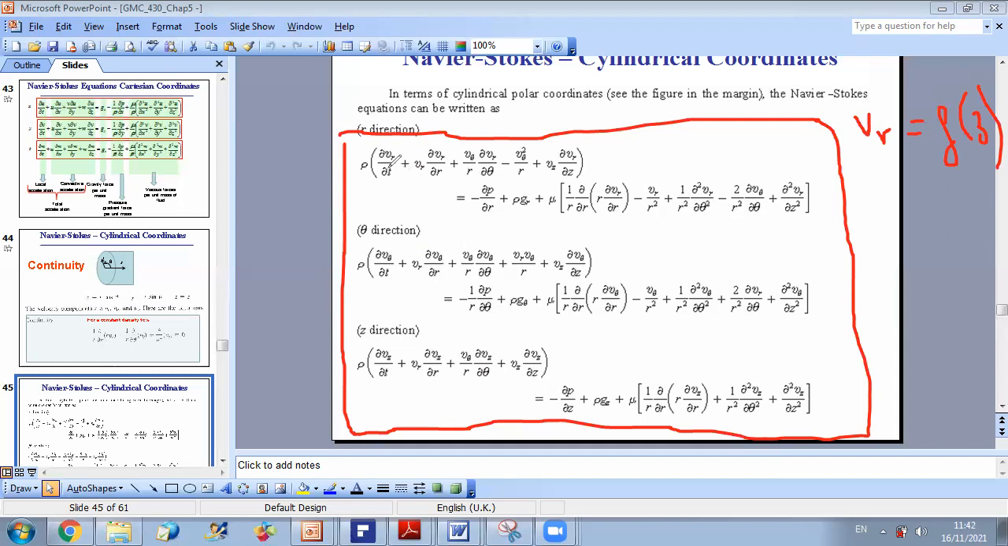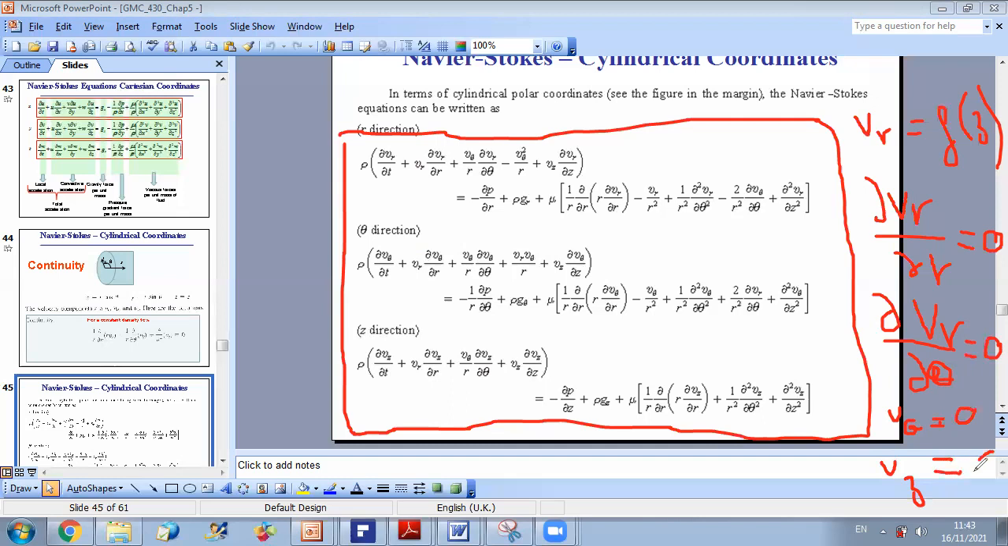In this case, you can simplify a lot of terms, because if V_r is only a function of z, then ∂V_r/∂r will be 0, and ∂V_r/∂θ will also be 0. You will only have ∂V_r/∂z. And since you only have V_r, all other velocity terms will cancel out. So V_θ is 0 and V_z is 0. This will lead to a lot of simplifications in your terms.